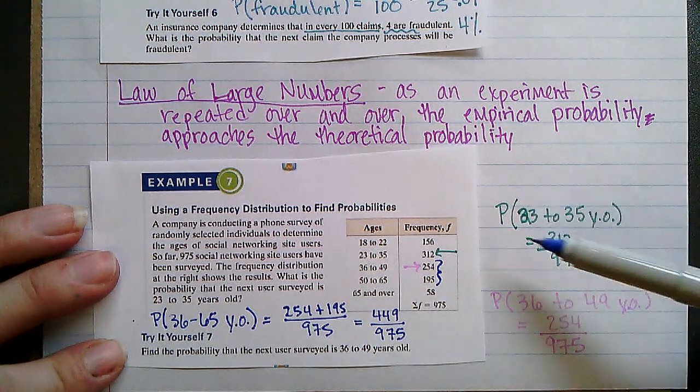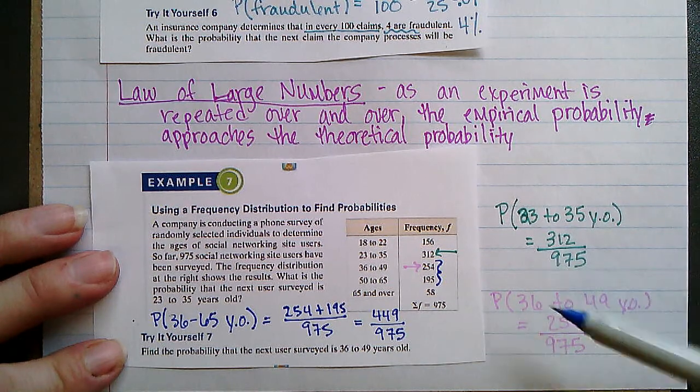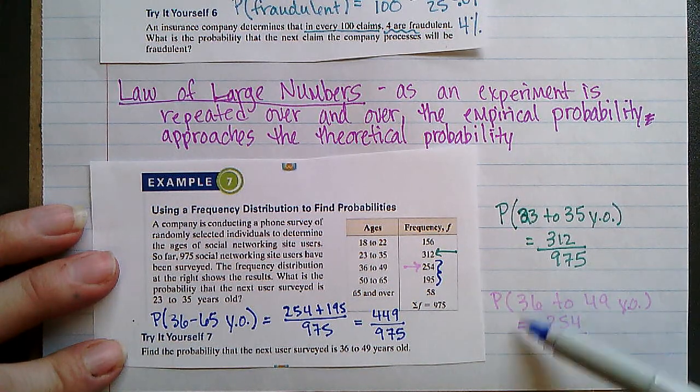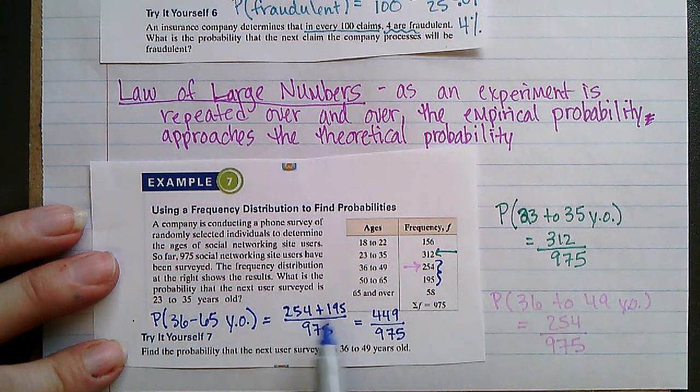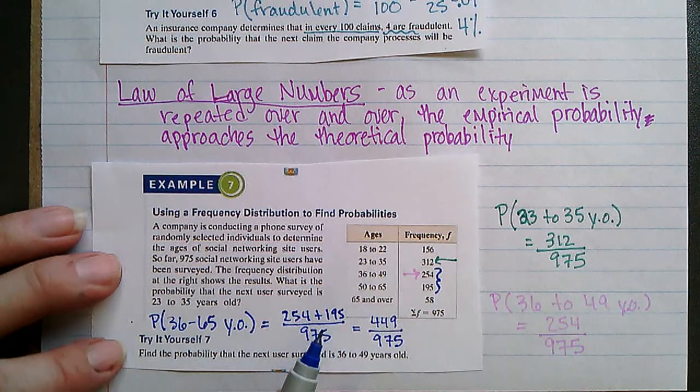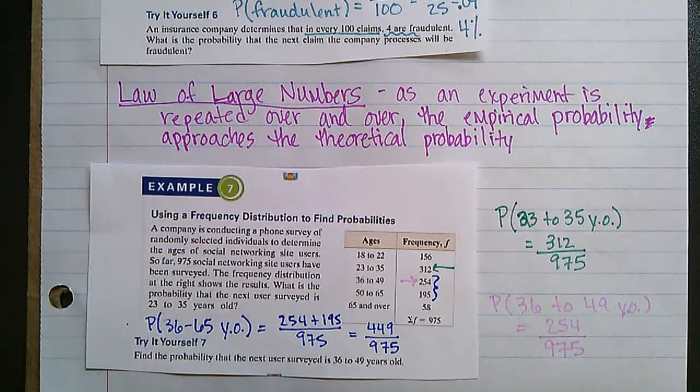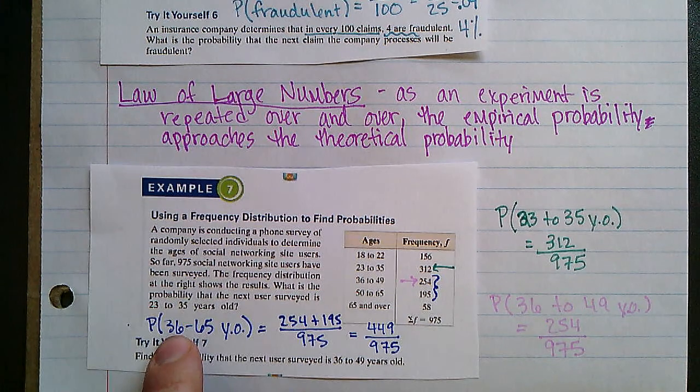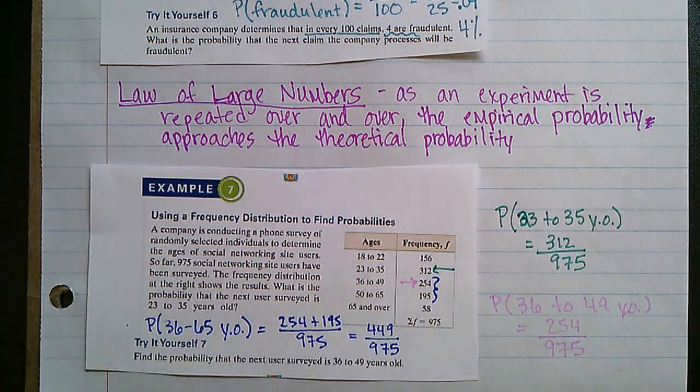So this first probability was a simple event. This second probability was a simple event. And the third probability was not a simple event because more than one outcome was relevant to the event of being 36 to 65.